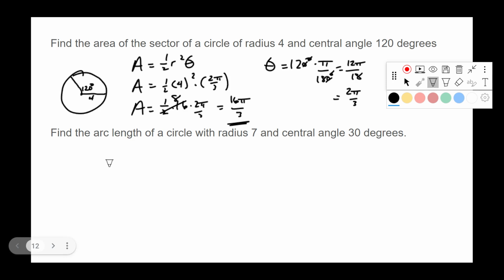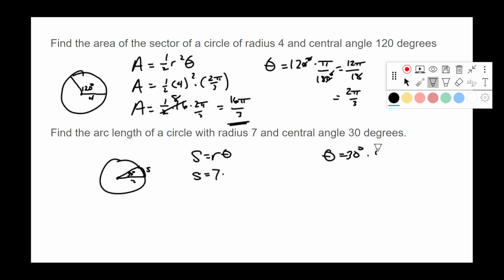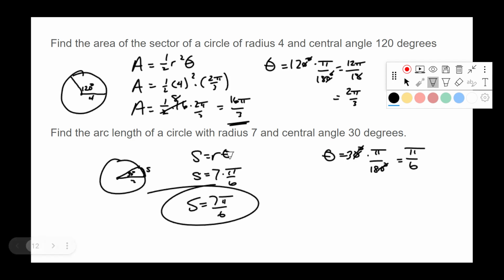The arc length of the circle with radius 7 and central angle 30 degrees. So here's my central angle, 30 degrees. The arc length is this length, the length of this portion of it, the perimeter. There it is. S equals r times theta. The radius is 7. The angle is 30 degrees, but that's no good. The angle has to be in radians. So cross the zeros out. 3 over 18 is 1 over 6. That's pi over 6. 7 times pi over 6 is 7 pi over 6. That is the arc length.